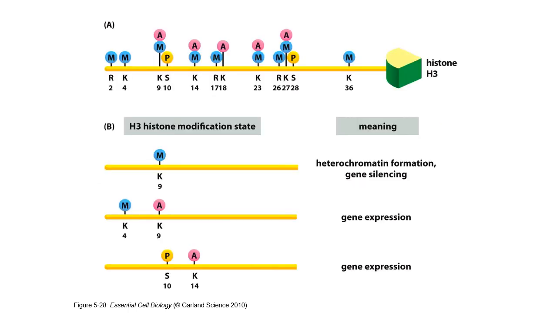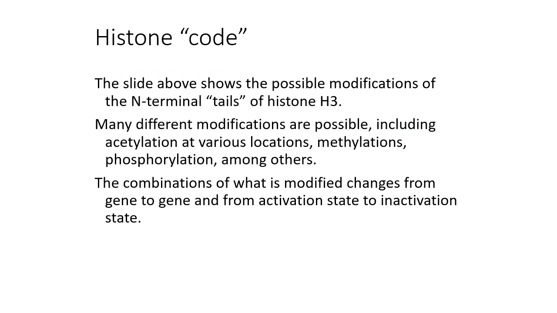These modifications, which do not occur simultaneously on all the amino acids, obviously, have different meanings. As we said a minute ago, the lys 9 methylation is associated with gene silencing, and the acetylations are associated with gene expression in general. So many different modifications and many different patterns are possible according to the gene, and the combination of what's modified changes from gene to gene and from activation state to other activation states or inactivation. They're very dynamic modifications usually.